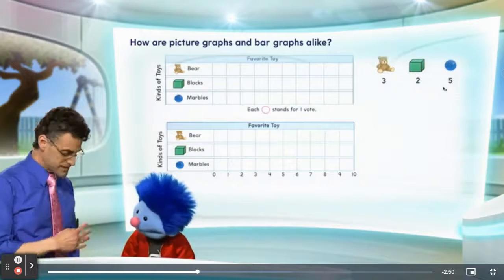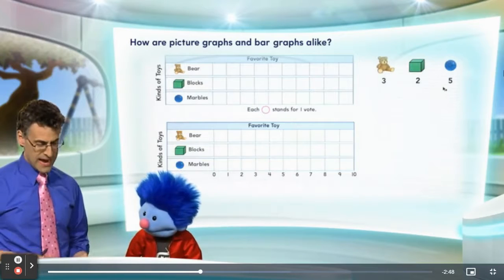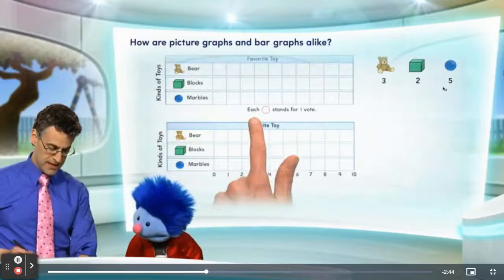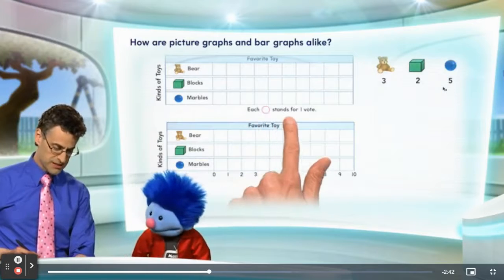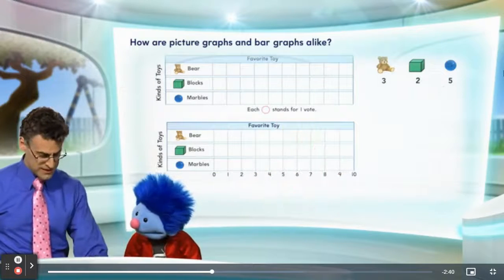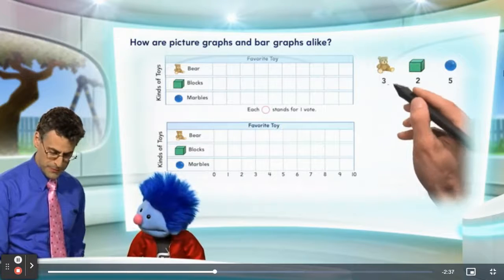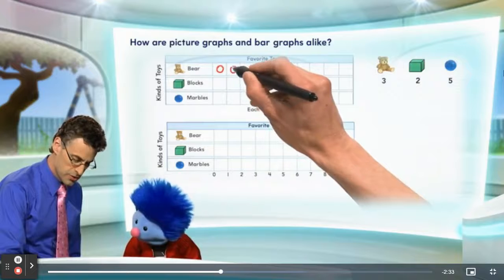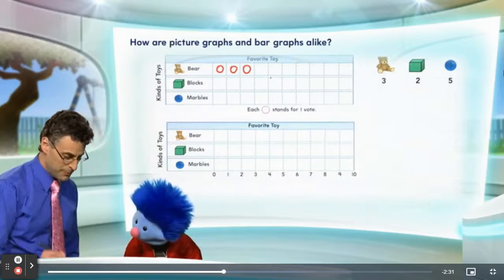We can now represent that in an organized way by first taking a look at a picture graph. That's where we look at the key. It tells us that each circle is going to stand for 1 vote. So in this case, I see we have 3 people that want the teddy bear as their favorite. 1, 2, 3. That represents 3 people.